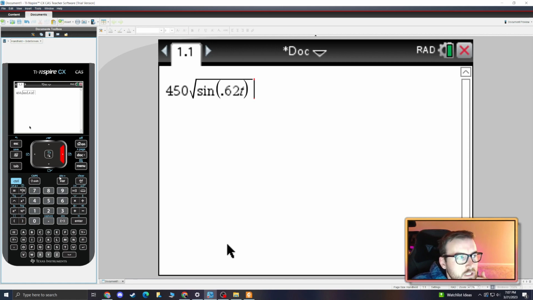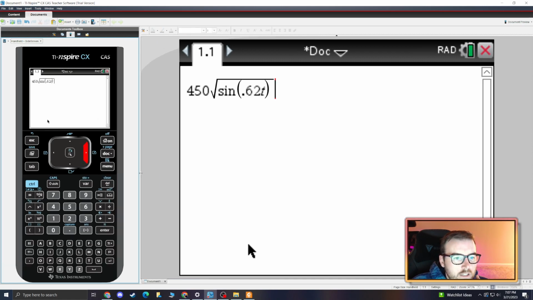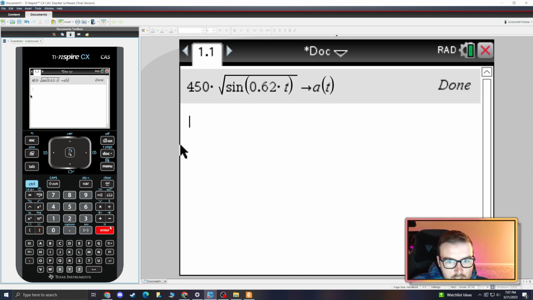If you look here, I hope this is legible. Let me make this even bigger. Above VAR is the letter STO for store. If you do control and then click var, it creates this arrow. What you're telling the calculator is, all right, what I've typed, I want to store it, and what should we store it as? Why not store it as A of t? And it's going to say done.